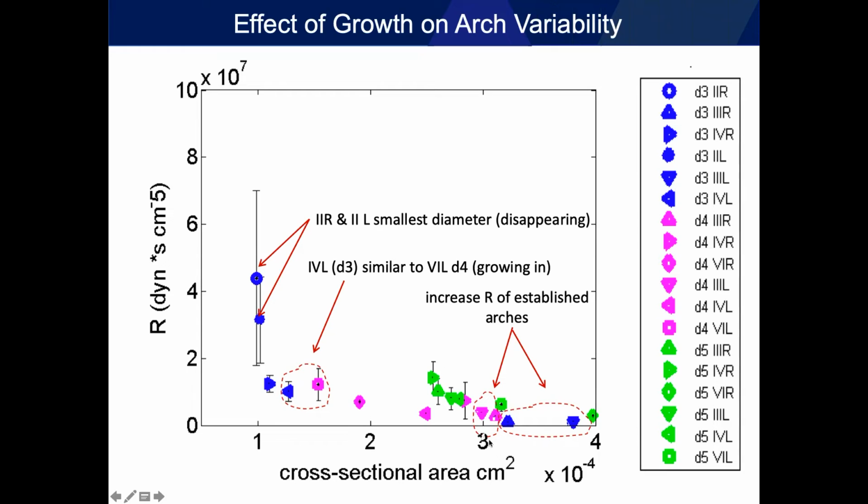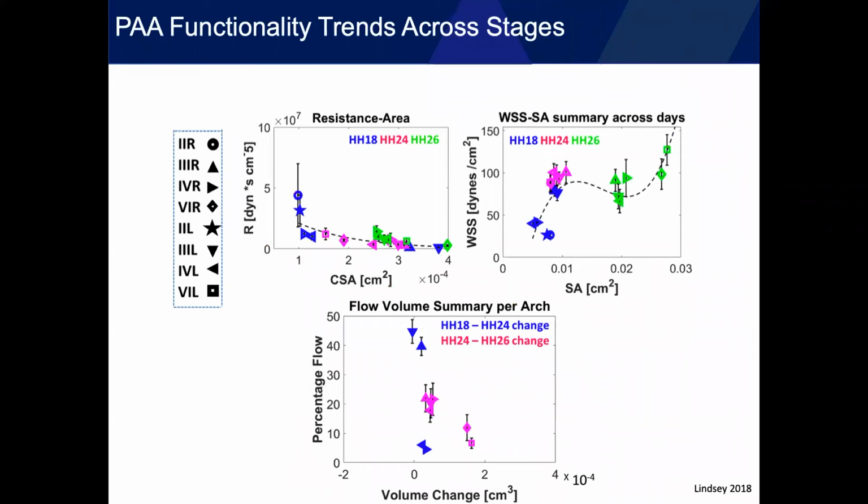These are just some of the information that we can take away from the lumped parameter models. In addition to their tuning, we can really understand the functionality. We also obtained a single value for each arch, and we plotted resistance, area, wall shear stress, surface area, and flow volume to see if we could obtain other trends. It's just showing some simple trends we're able to obtain for that as well.